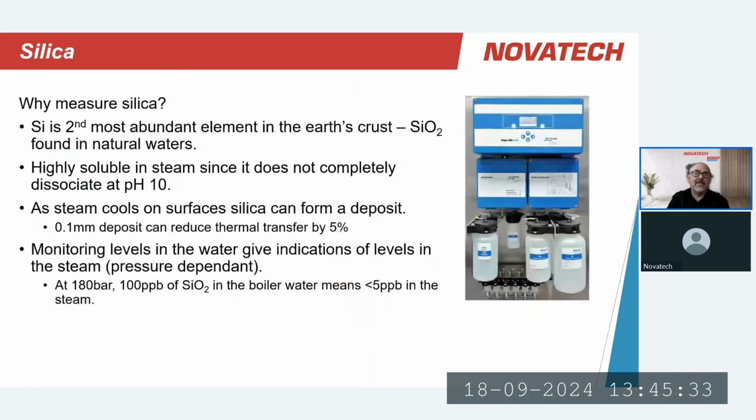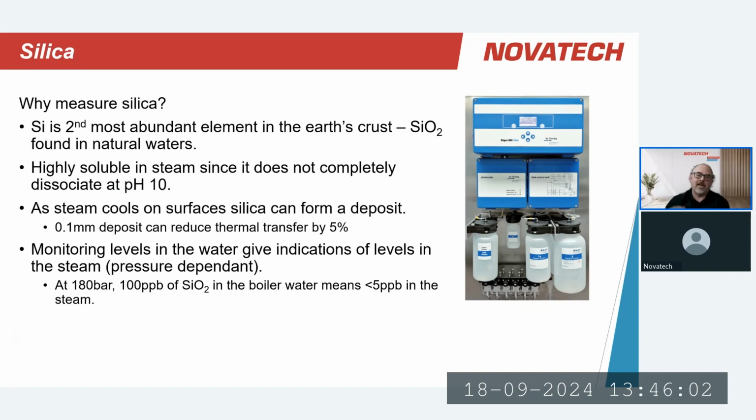And the next one, and the most challenging, is silica. Silica is, again, everywhere because it is the second most abundant element in the Earth's crust. So we find silicon dioxide in water. It is highly soluble in steam, and that's bad because it will be picked up by the steam that we generate in the boiler.